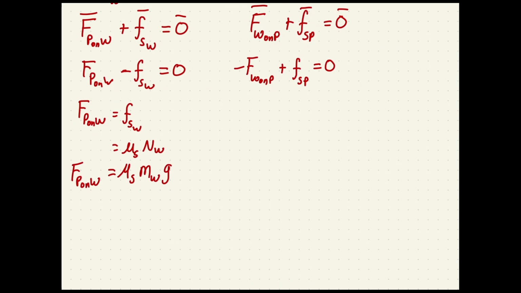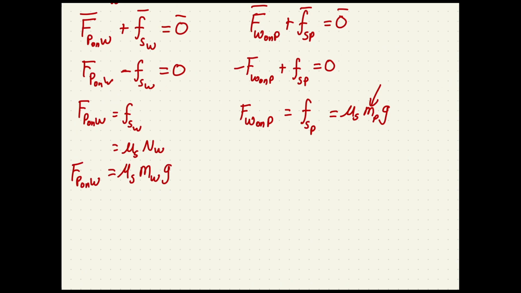On the other side of the world, we'd have our person stuff, and we can solve this for our F of W on P by adding that F of W on P to both sides and flipping the order, I guess. So we'll say force of the wall on the person is equal to the static friction force on the person. And that is equal to mu sub s times mass of the person times g. This mass of the person is what we want, right? We're trying to solve for this thing.